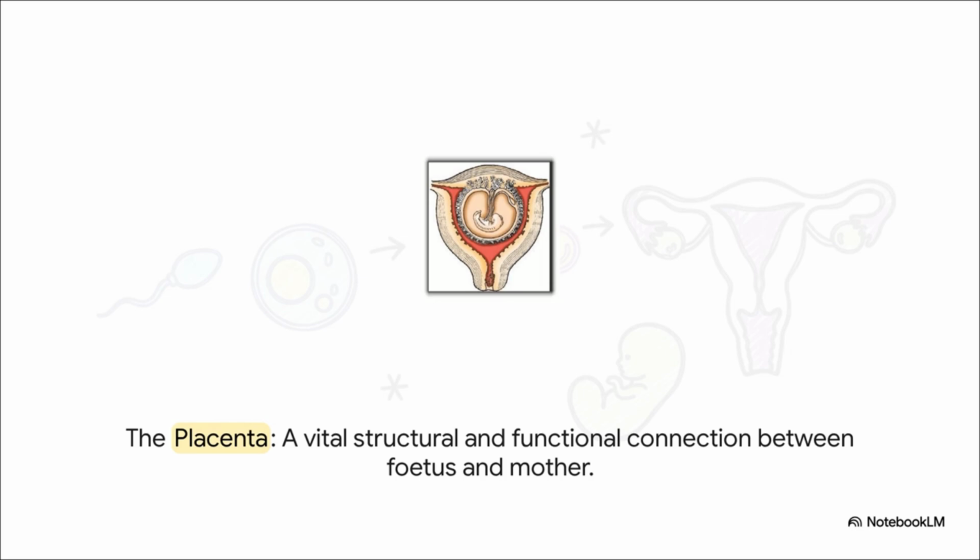Through the umbilical cord, the placenta supplies oxygen and all the necessary nutrients to the fetus, and at the same time, it removes waste products like carbon dioxide. But that's not all. It's also a powerful hormone factory, producing hormones like HCG, that's human chorionic gonadotropin, the hormone that pregnancy tests detect, and HPL, human placental lactogen, which are both essential for maintaining the pregnancy.